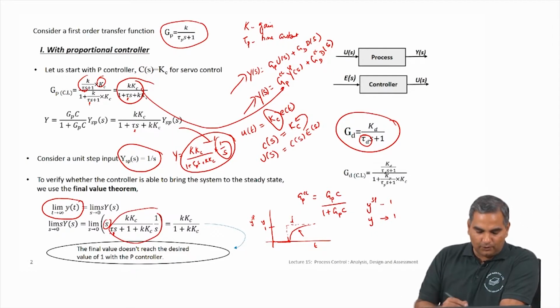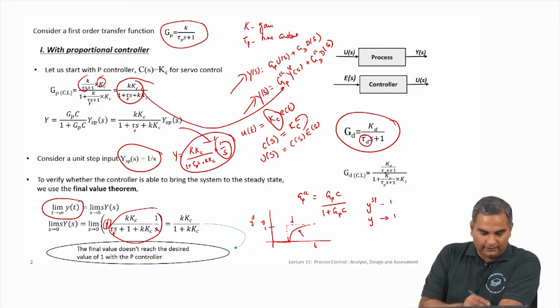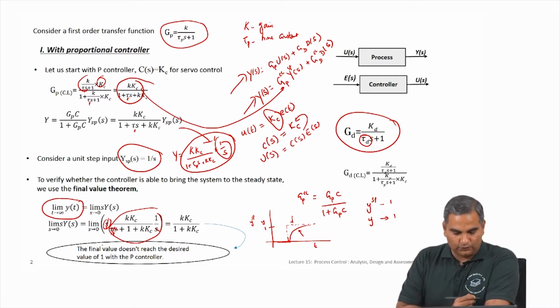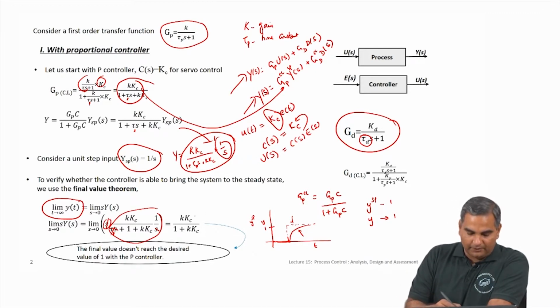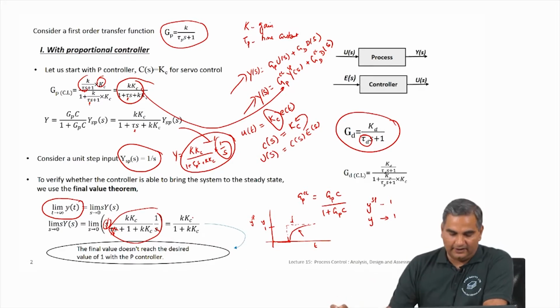So, what happens now is that this s and s get cancelled, then when you set s to 0, this term goes to 0, then you have this limit as K Kc divided by 1 plus K Kc. Now, you notice something very interesting here.